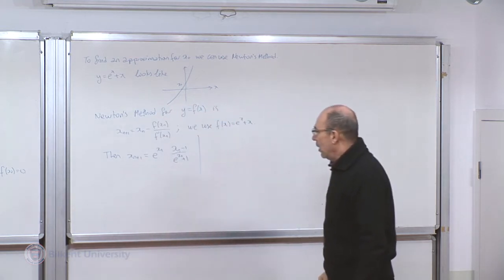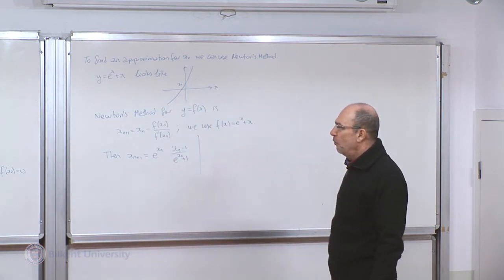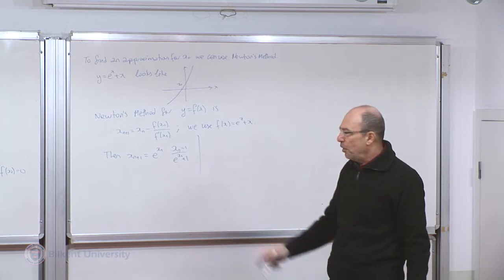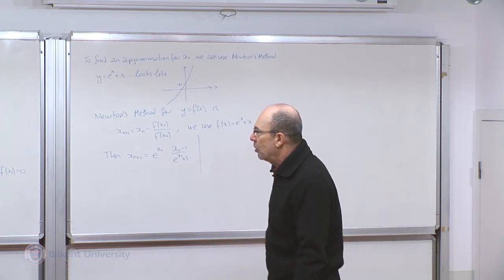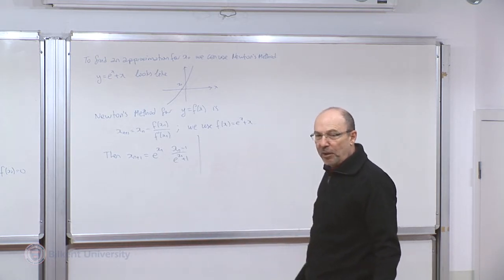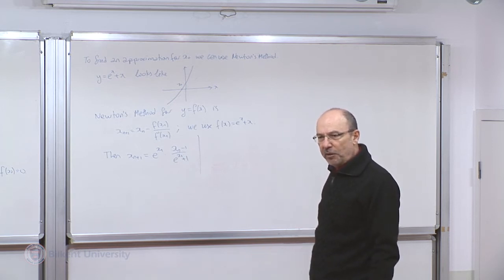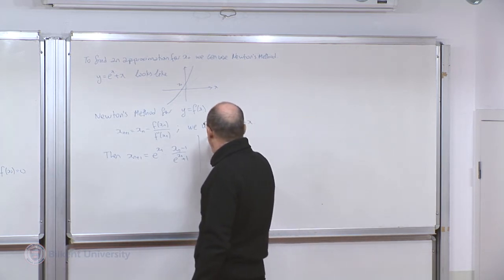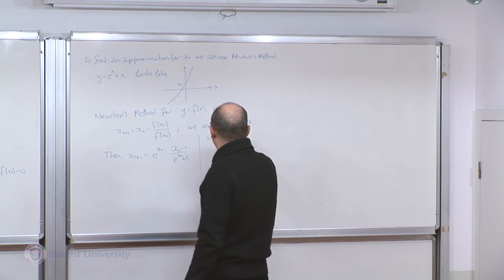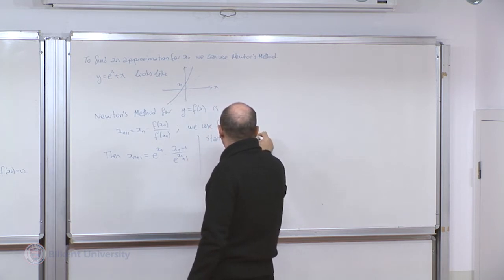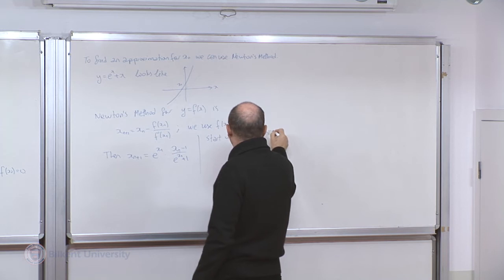Now we have to start this from somewhere. Of course, you try to make an educated guess. In the picture, it looks as if it is in the middle. It's probably not in the middle, but we have to start from somewhere. Start with x sub 0 equals minus 0.5 from the figure.